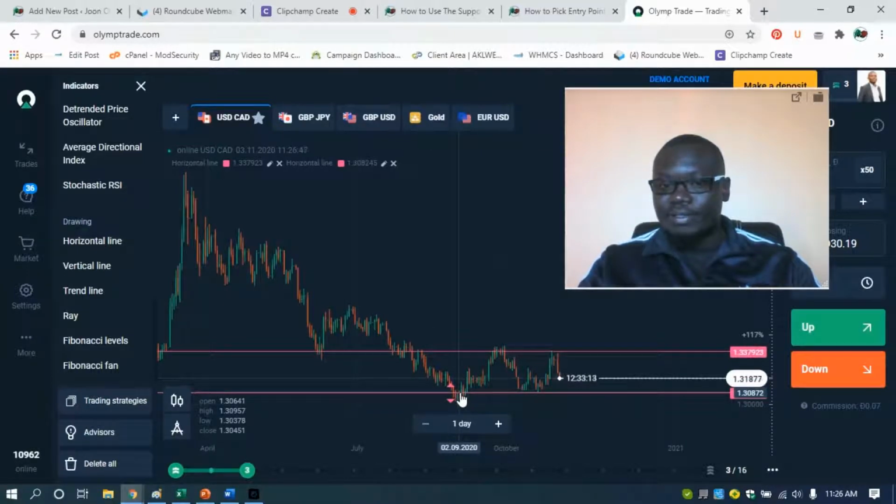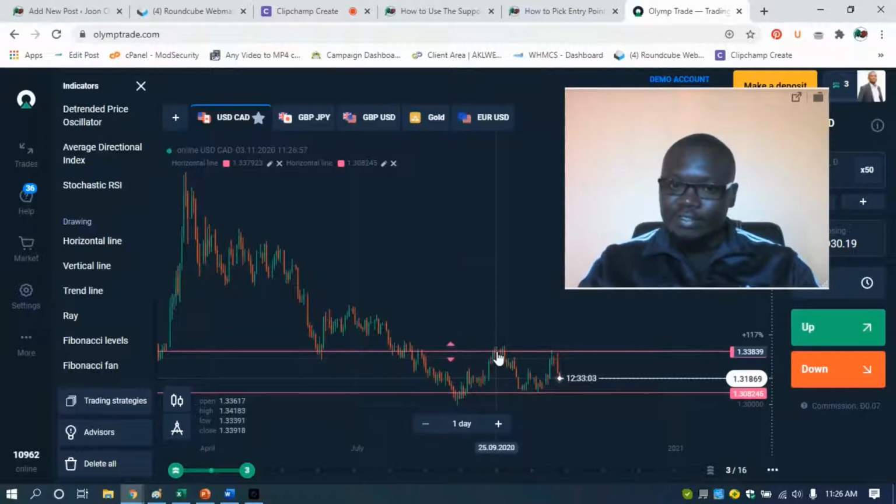support here. Again, there was a false breakout, if breakout is anything to go by on this chart, then prices bounced back to go and test the new resistance level. Then it bounced back towards the support, bounced back towards the resistance, and now it's going back again towards our new support level.